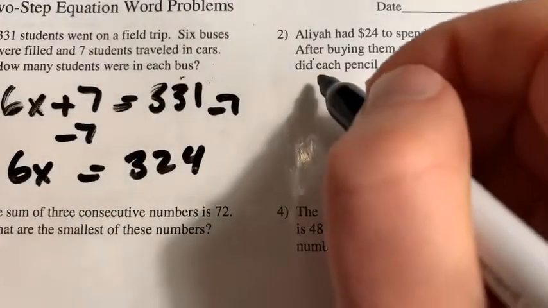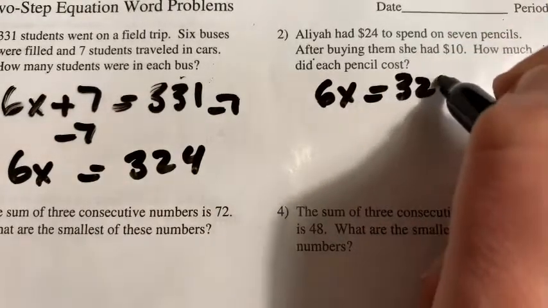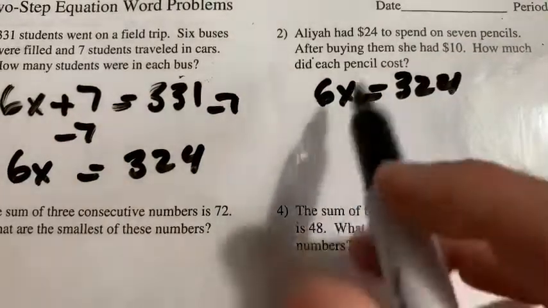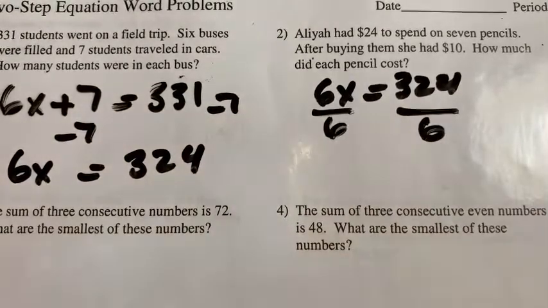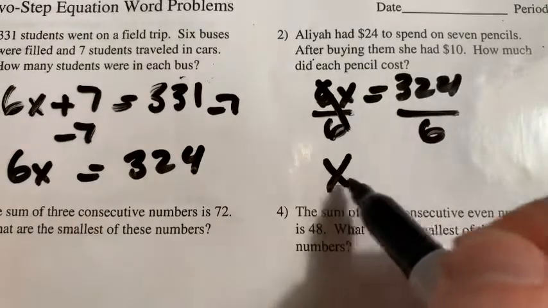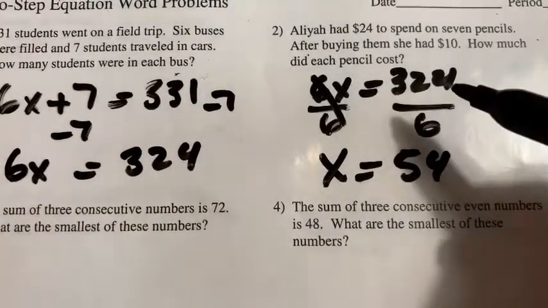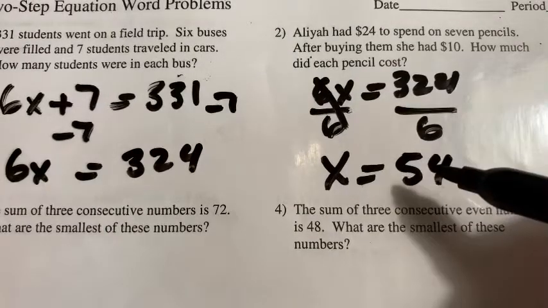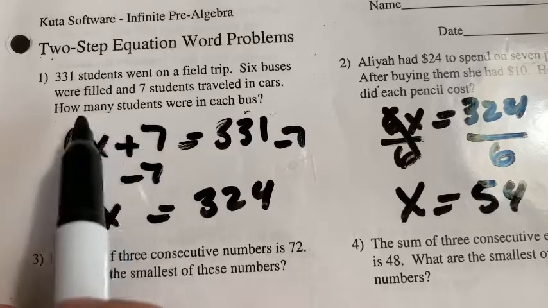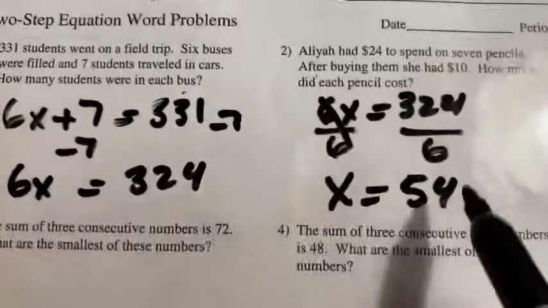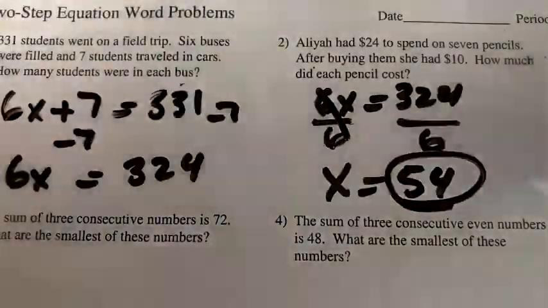So what do I have to do? I've got 6x equals 324. Well, now how do I get rid of that 6 so that I can get x all alone? We divide by both sides. I now have x alone, and 324 divided by 6 is 54. So we go back, how many kids were, or how many students were on each bus? Well, 54.